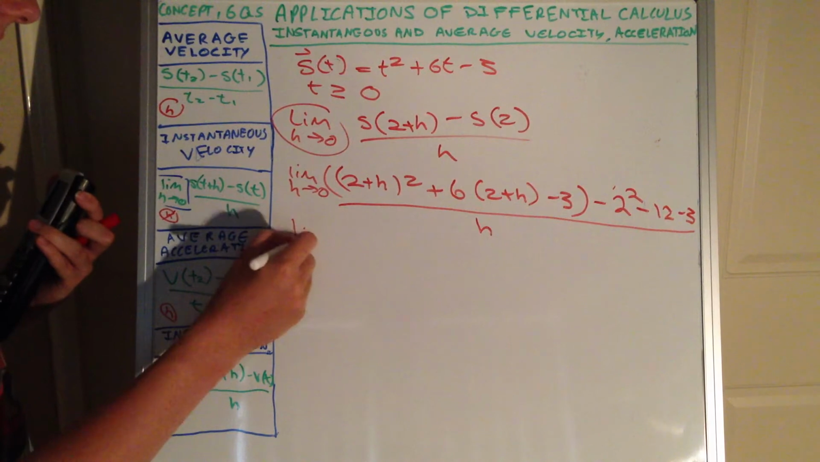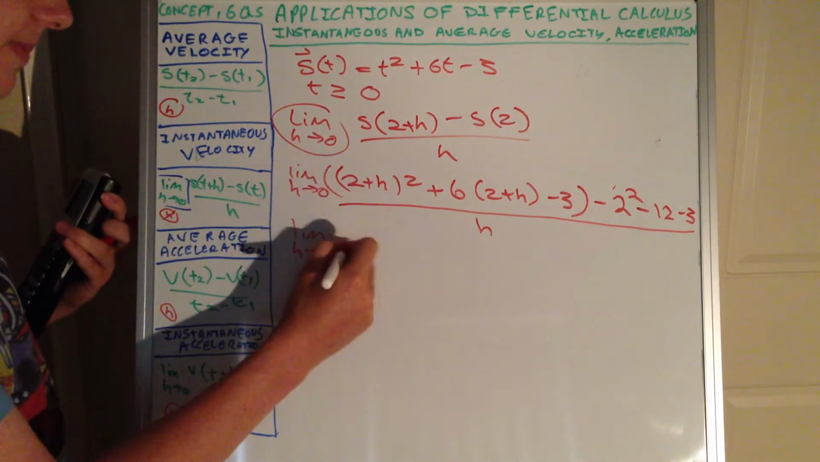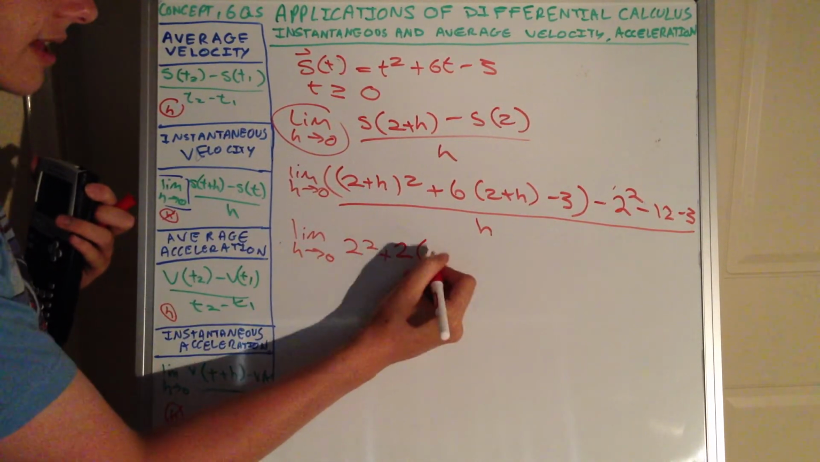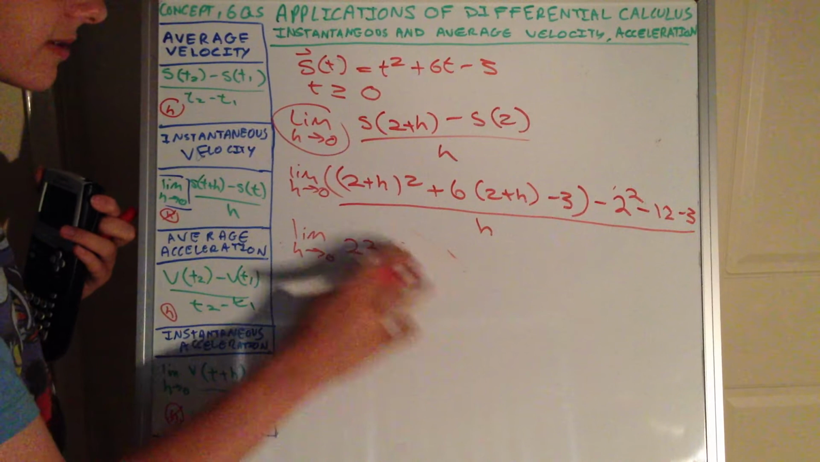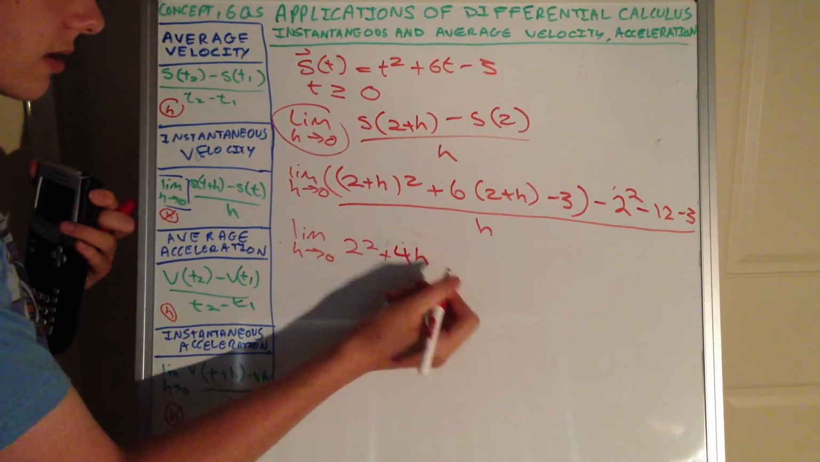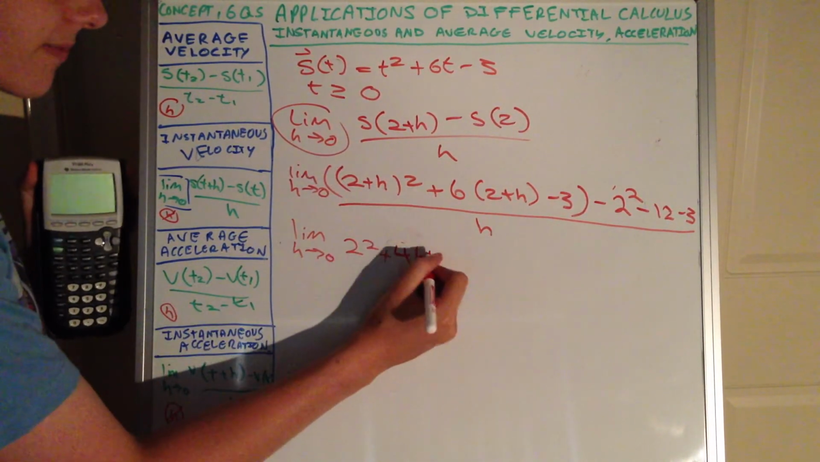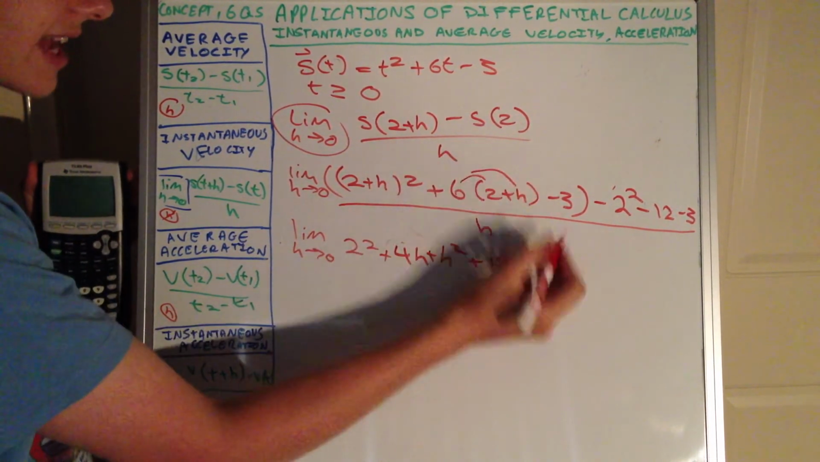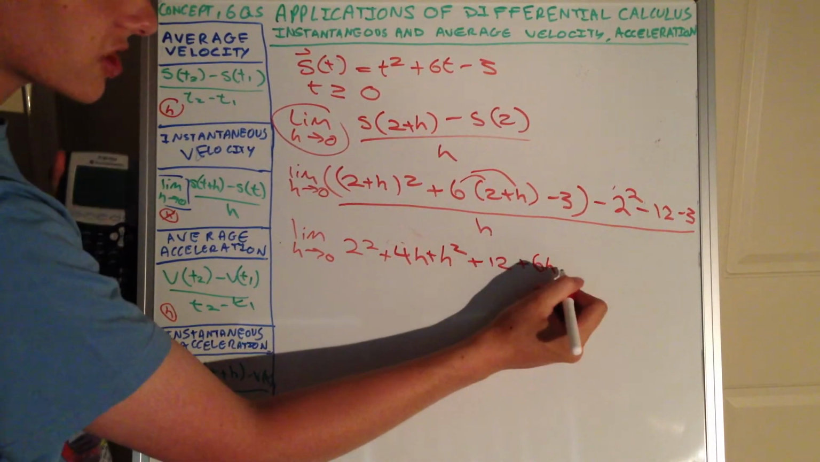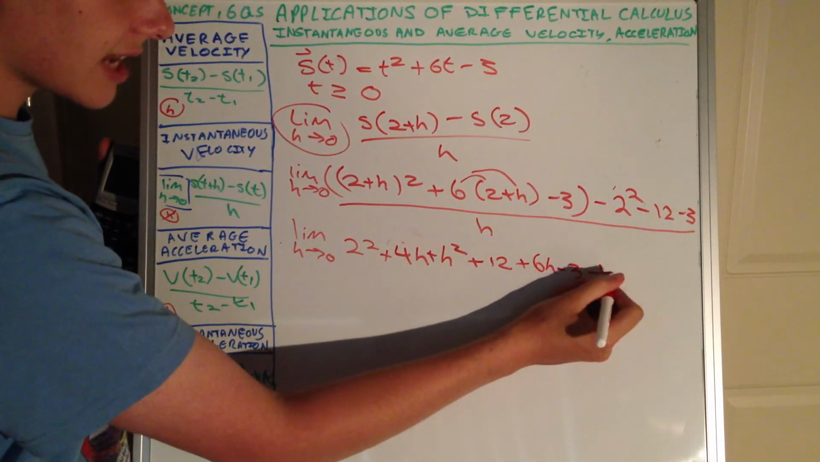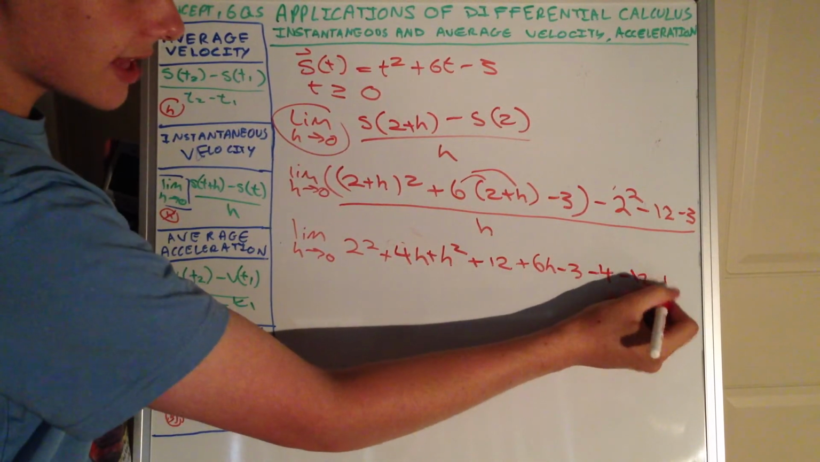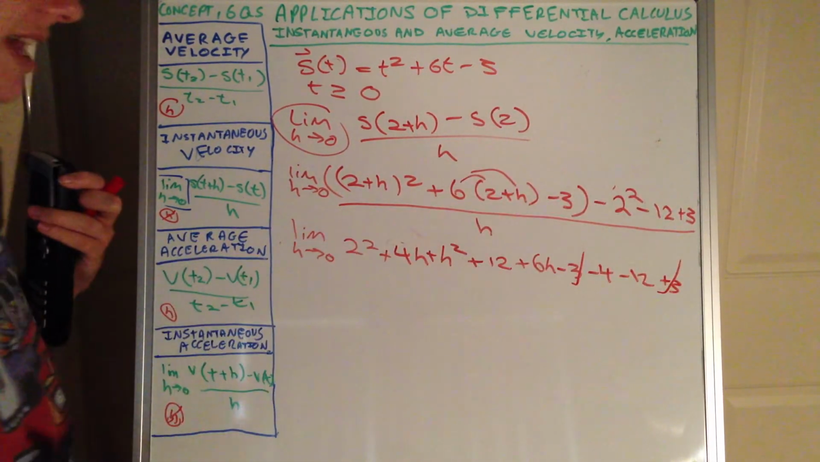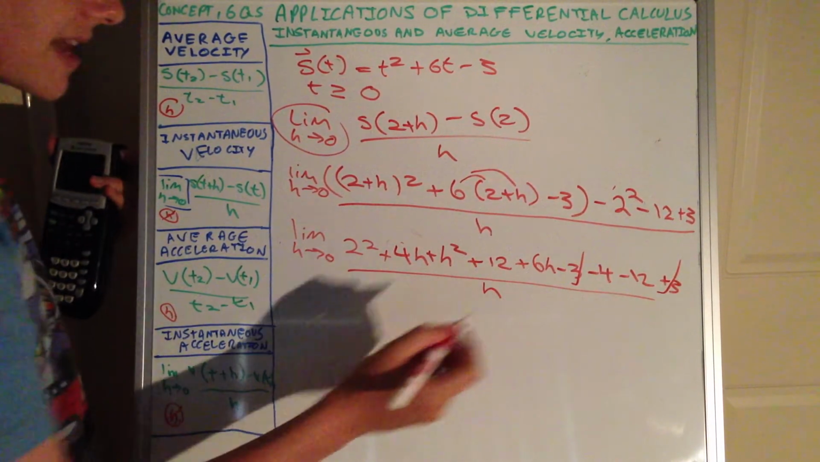So what we do is we have the limit as h approaches 0, and we expand out the bracket, so we get 2 squared, and then we need 2 lots of 2h, so that makes 4h. And then from there we actually have plus h squared, and then plus 12, and again just using the distributive law there, plus 6h, and then take 3, and then take 4, take 12, and then that last one should be plus 3.